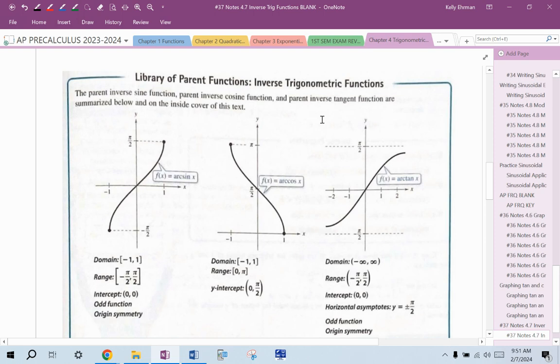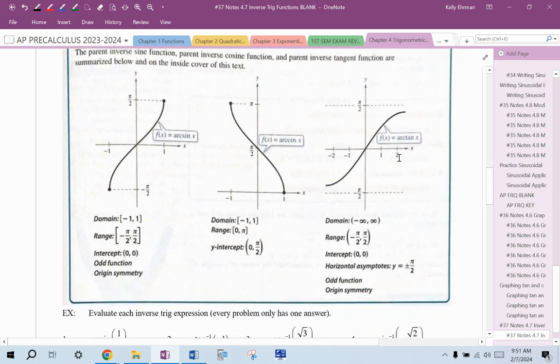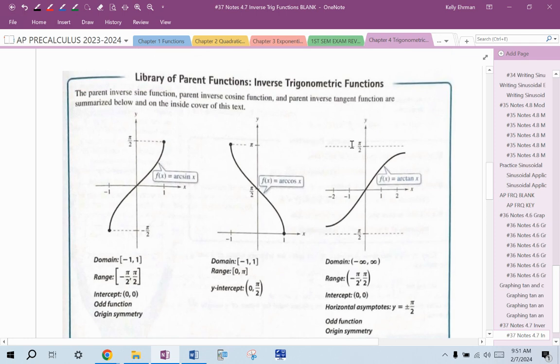So taken from our textbook here, we have our parent functions for arcsine, arccosine, arctangent. I have seen in AP Classroom a few problems that practice transforming these graphs, like shifting them up, down, or whatever. So we will practice that in a couple of days. But these are the graphs. So again, same domain and range that we've established.